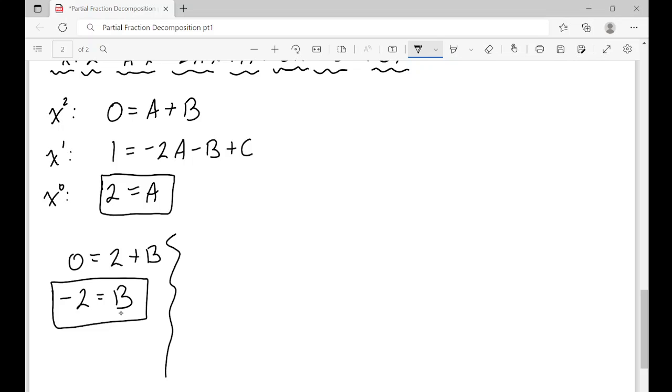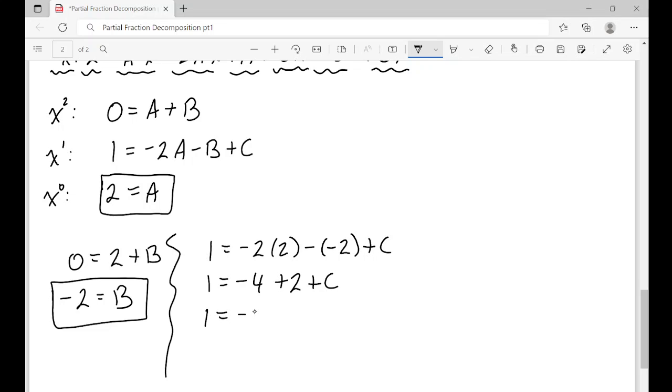And now I can plug in A and B into my middle equation and get C, which is what I will do. So 1 equals negative 2 times 2 minus negative 2 plus C. Now, negative 2 times 2 is negative 4. Double negatives make a positive. And I combine those. 1 is going to equal negative 2 plus C. I add 2 over, and I'm going to get 3 equals C.